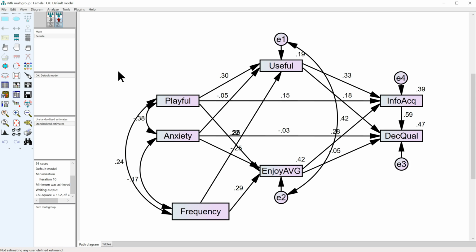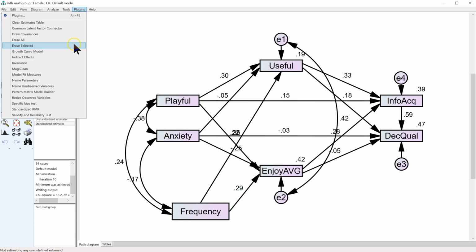You can watch my other video, but essentially you test a global difference, see if the model is different across groups. If it is, then you need to go and test path differences. And that's kind of a pain in the rear. And it takes a long time, and there's a lot of opportunity for user error. So John came up with this.